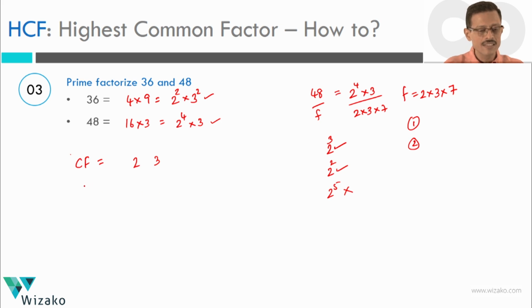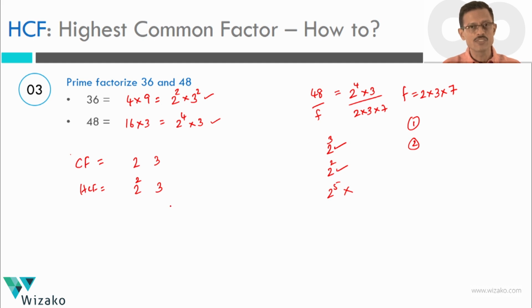Now the next thing is, the highest common factor of both these numbers will have 2s and 3s in as many powers as the highest power of 2 that can divide both the numbers, and the highest power of 3 that can divide both the numbers. For the highest power of 2 that can divide both, 2 square will divide 36, 2 square will divide 48, but a 2 cube or a 2 power 4 will not divide 36. So the highest power of 2 that can divide both these numbers is 2 square.